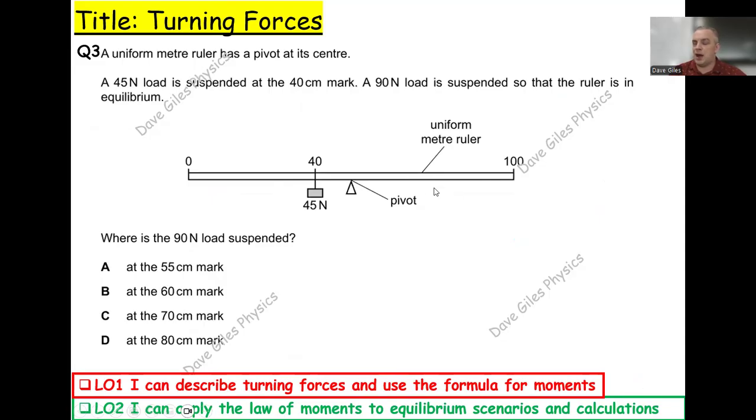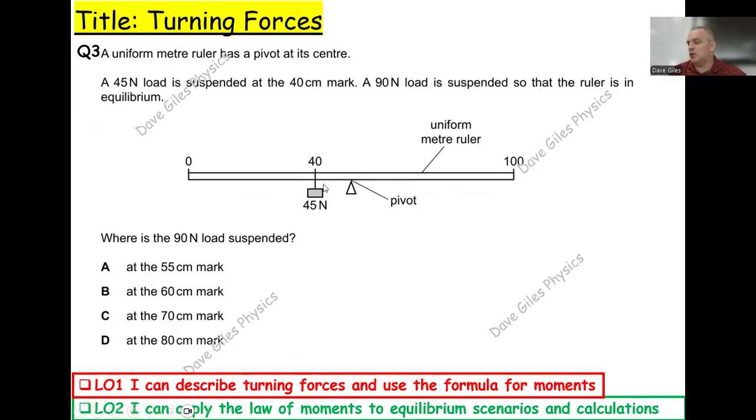Question 3. Now, this is a past paper IGCSE paper 2 question. A 45 Newton load is suspended at the 40 centimeter mark. So you see this is 0, this is 100 centimeters. A 90 Newton load is suspended so that the ruler is in equilibrium. Where is the 90 Newton load suspended?